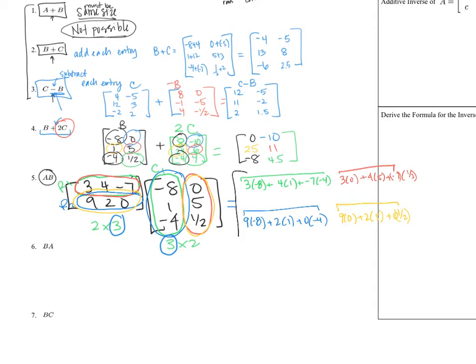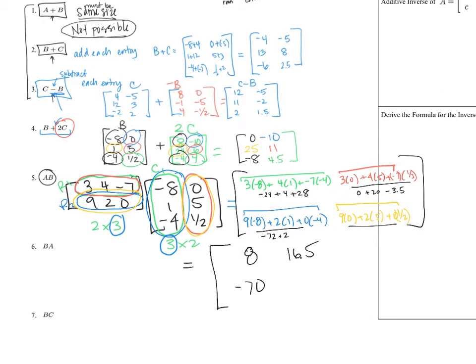So what that ends up being is, let's see, our first entry will be -24 plus 4 plus 28. That's going to be 8. And then our second entry will be 0 plus 20 minus 7/2, that's 3.5. So 20 minus 3.5 will be 16.5. And then our second row, we're going to get -72 plus 2 plus 0, so we'll have -70. And last we'll have a 0 plus a 10 plus a 0, so we'll get 10. So this is my matrix A times B.